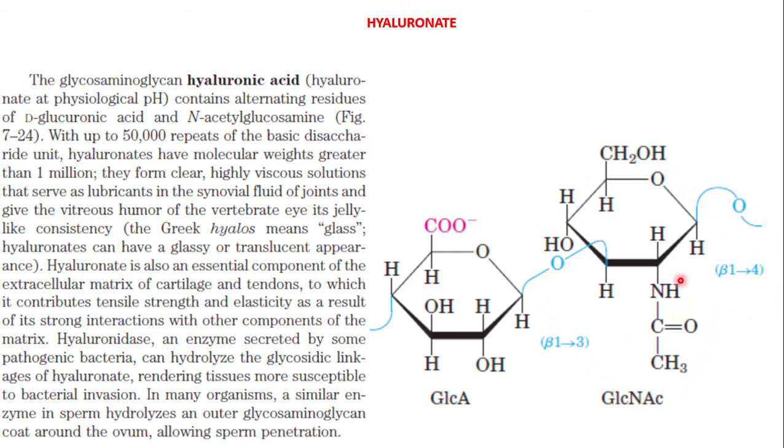So one of the components is beta D-glucuronic acid. The other component is N-acetyl beta D-glucosamine. And what is the linkage? Linkage is between carbon number 1 and carbon number 3, not with carbon number 4 of the N-acetyl glucosamine. So the linkage is beta 1,3 linkage. And this is hyaluronic acid, a polymer of these monomeric units.